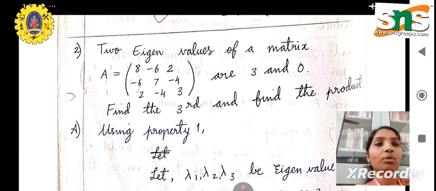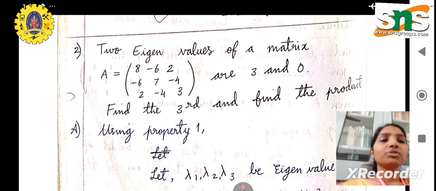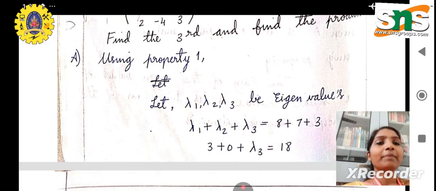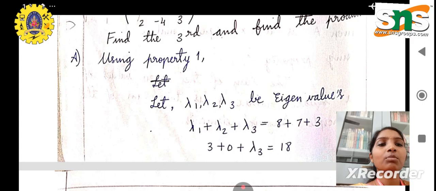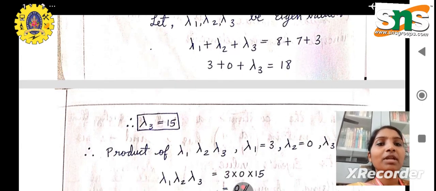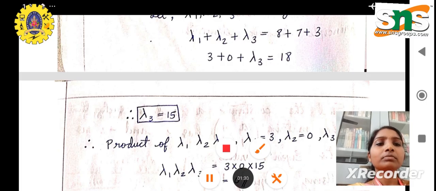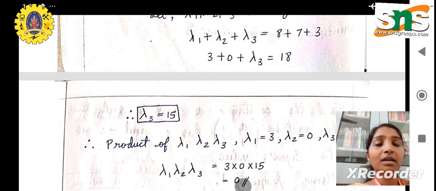Now, the second problem. Two eigenvalues of a matrix A are 3 and 0. We are going to find the third eigenvalue, and we are going to find the product also. So how will we find it? We will use the property. Using property number 1, let lambda 1, lambda 2 and lambda 3 be the eigenvalues. The sum of the eigenvalues is equal to the sum of the diagonal elements. So 3 plus 0 plus lambda 3 is equal to 18. Now lambda 3 is equal to 15.